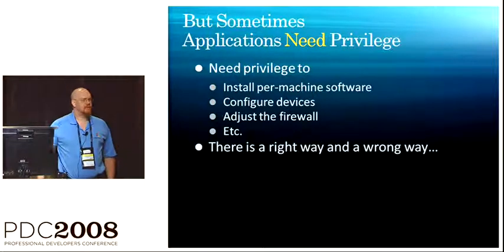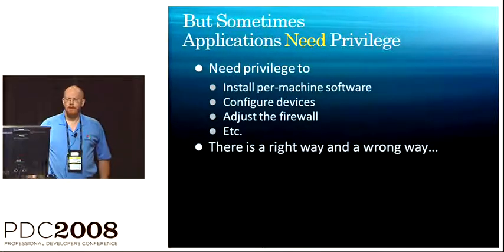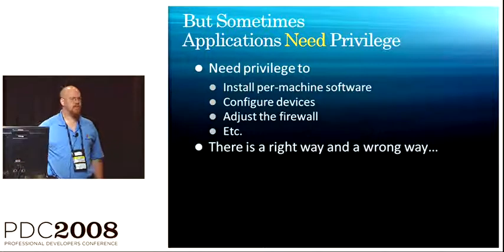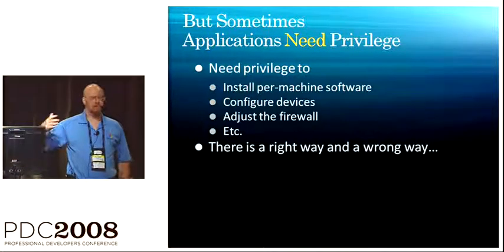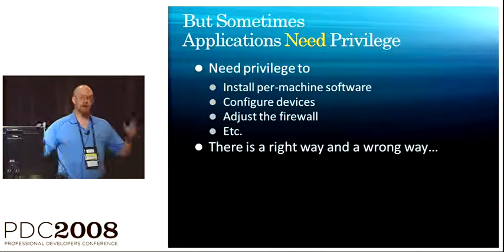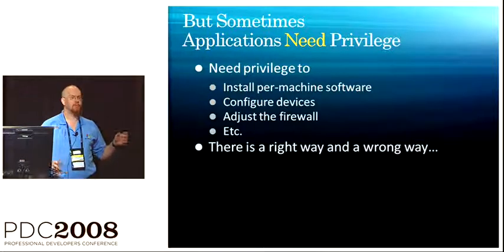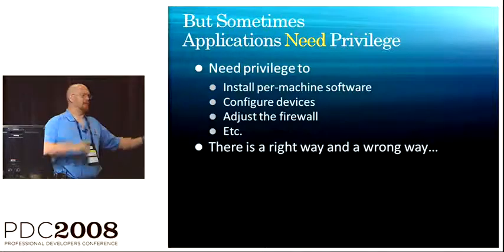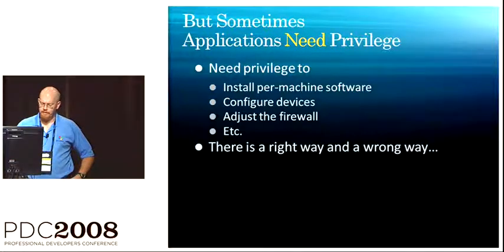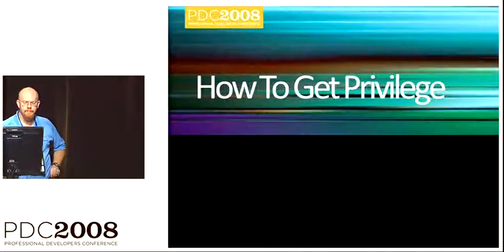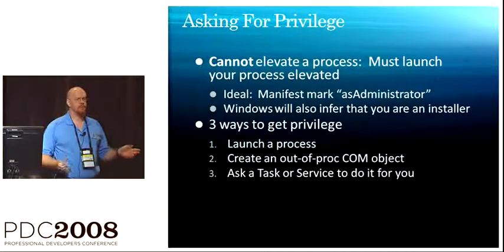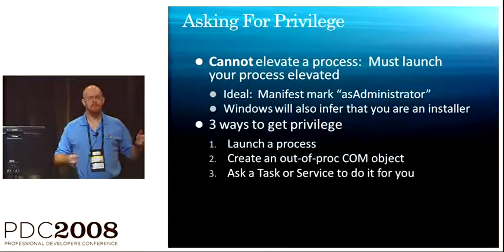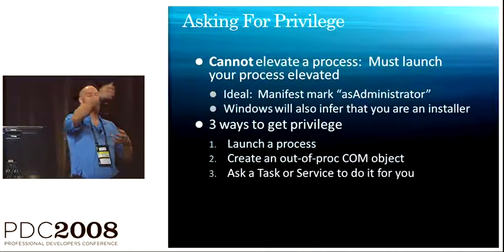But sometimes applications need privilege. You need privilege to do per machine install instead of per user install. You need it to configure devices. You need it to adjust the firewall. If you're a management application, of course you need privilege because privilege is all about management. So there's a right way and a wrong way to do it. Asking for privilege, you can't actually elevate a process. What you can do is create a new one that's elevated.